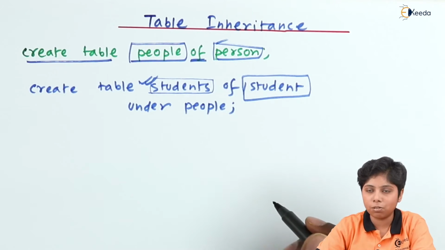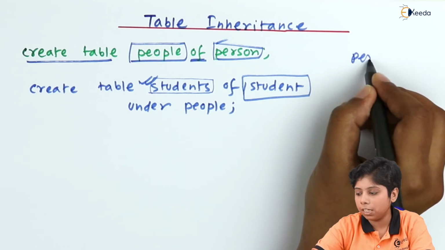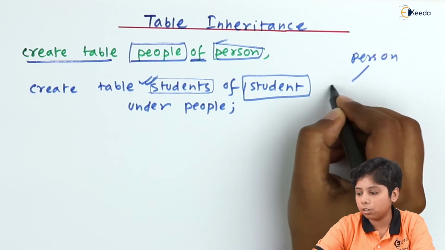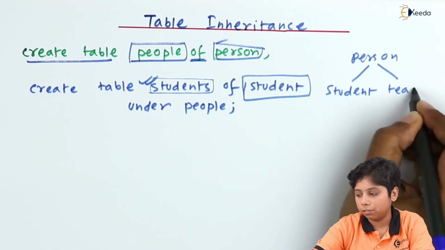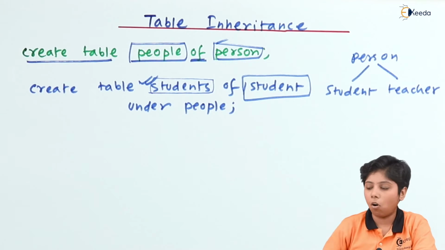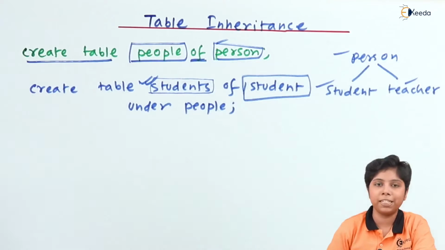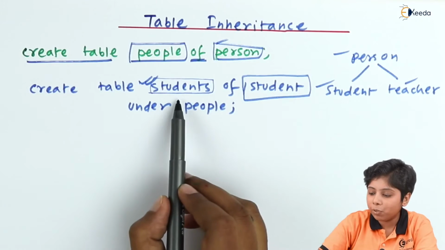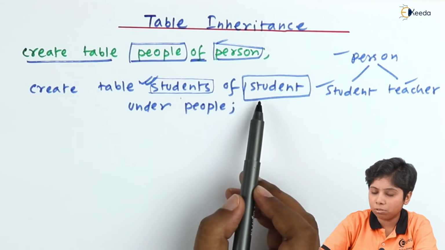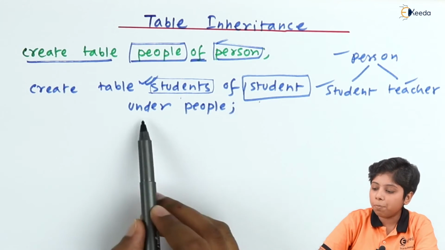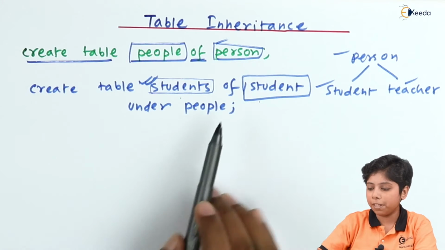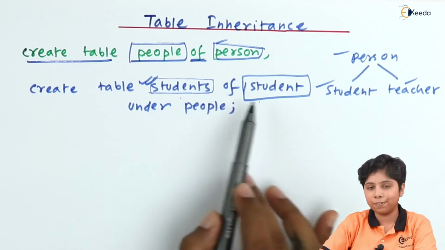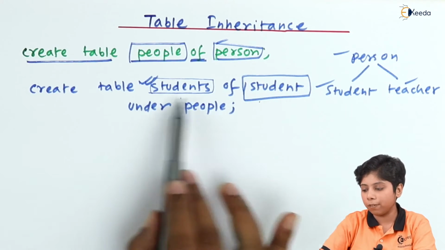So for the inheritance reference, person is inherited in both the student and the teacher. Now all three of these are type inheritance, not table inheritance. Now I am creating a table students out of the student type under people, which is again a person type. So people is of person type, students is of student type, which is students of student.